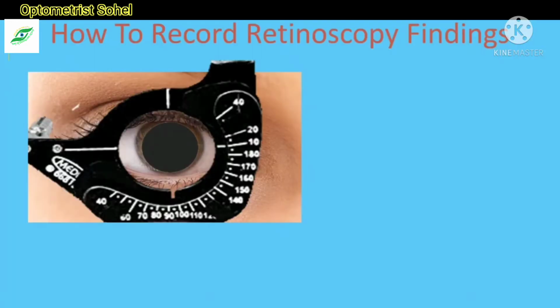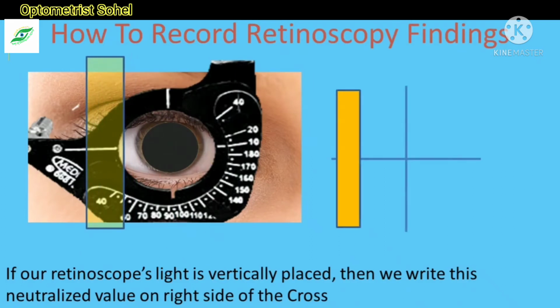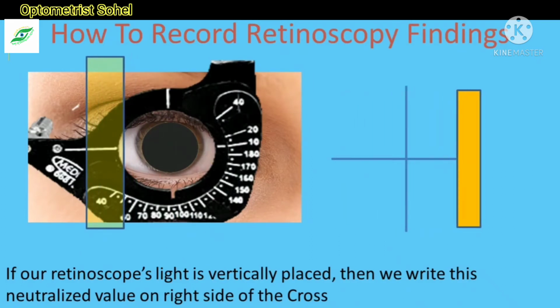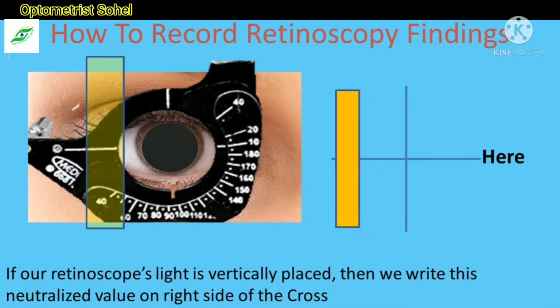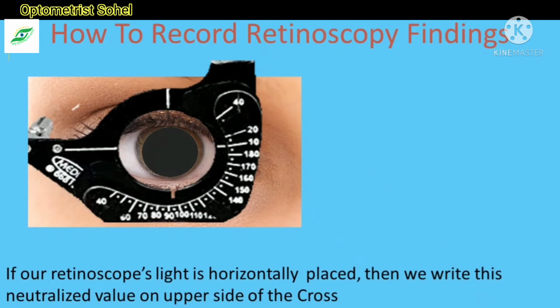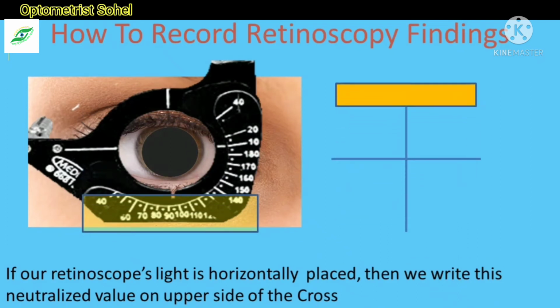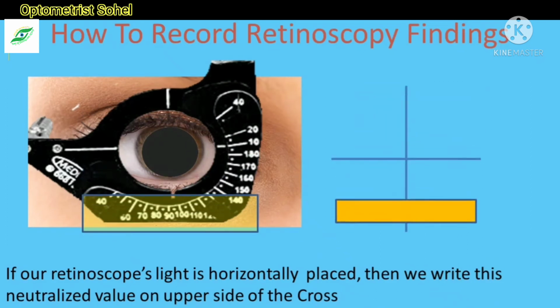How to record retinoscopy findings? If our retinoscope light is vertically placed, then we write this neutralized value on the right side of the cross. Here. If our retinoscope light is horizontally placed, then we write this neutralized value on the upper side of the cross. Here.